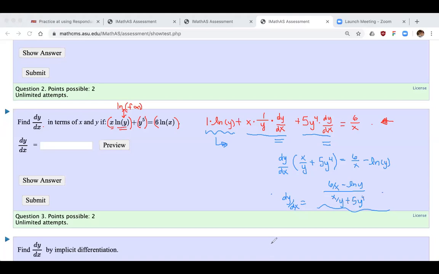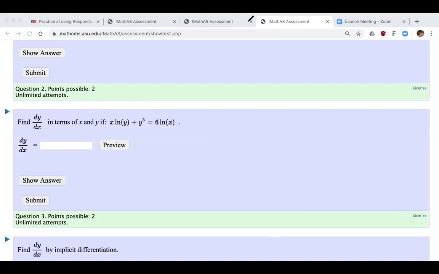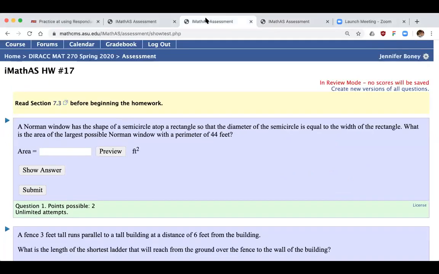All right, let's see, I had a request for another optimization and an explanation of how to think through optimization. So let me pull up another homework question. Let's see, is it this one? There we go. All right, so I haven't looked at this one yet. We'll see if I can do it on the fly, but a Norman window has a shape of a semicircle atop a rectangle, so that the diameter of the semicircle is equal to the width of the rectangle. What's the area of the largest possible Norman window with a perimeter of 44 feet?